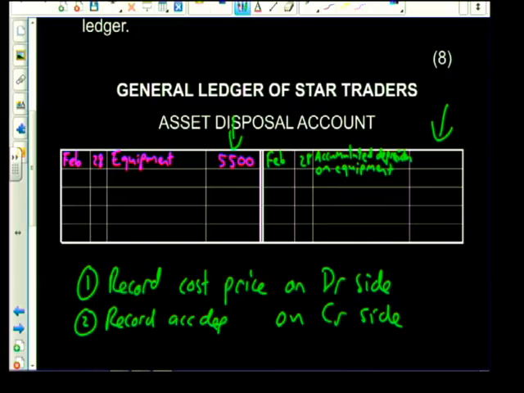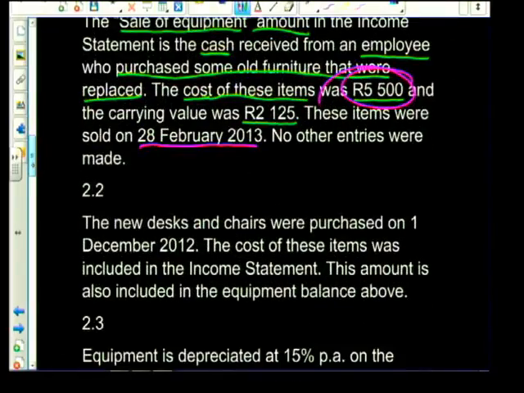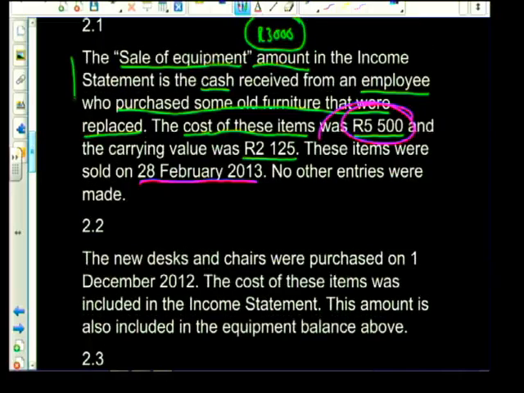So let's look back at the information that we've been given. And you should be able to see that nowhere in this paragraph does it mention the words accumulated depreciation. Instead, what it does is it gives us something called the carrying value. So think back and see if you can remember. How do we calculate the carrying value of an asset? I'm sure the formula is on the tip of your tongue.